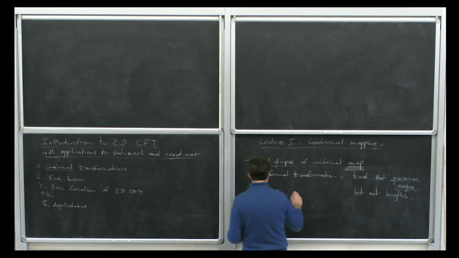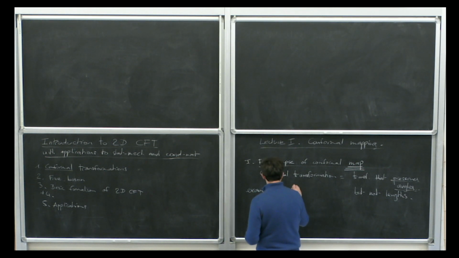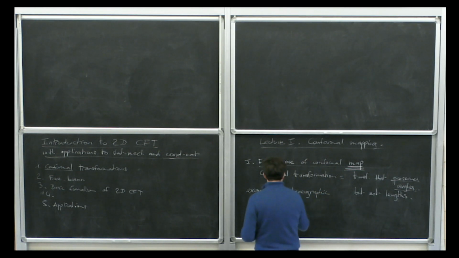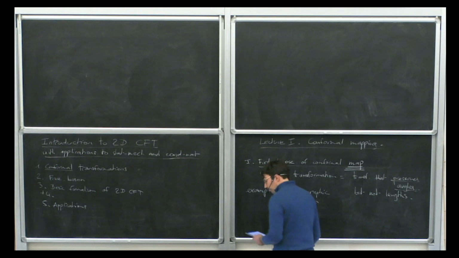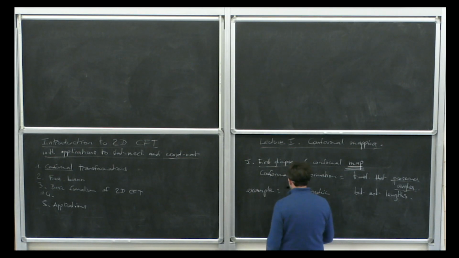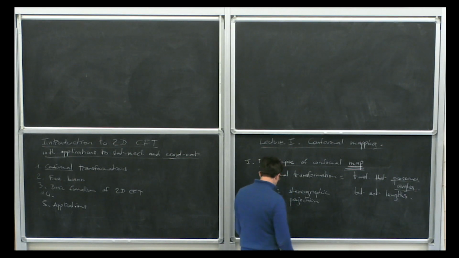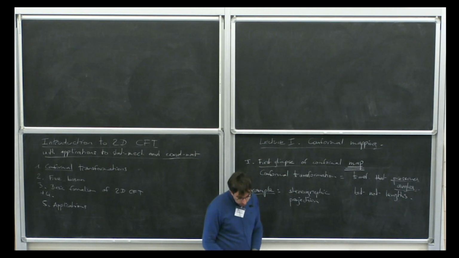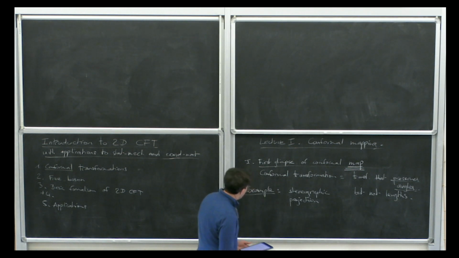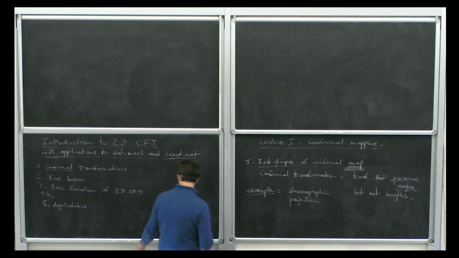So the most basic non-trivial example, apart from the identity or a simple rotation or dilation, would be the stereographic projection, right? The stereographic projection is a transformation that is used in daily life, that you would encounter, and that is a non-trivial conformal transformation.